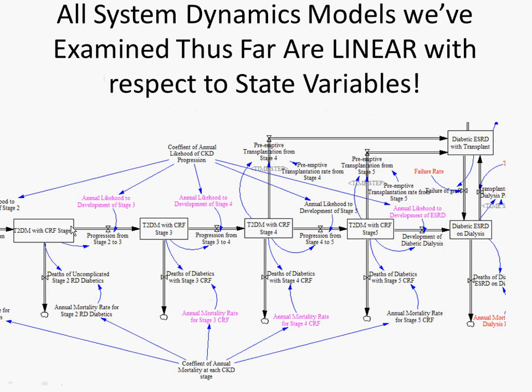I happen to know that this thing here that says annual likelihood of development of stage 3 is some fixed constant that's independent of the state of the system. It's some fixed chance per unit time, say per month, of going from here to here. And because it's fixed, it exhibits the characteristics of a first-order delay.